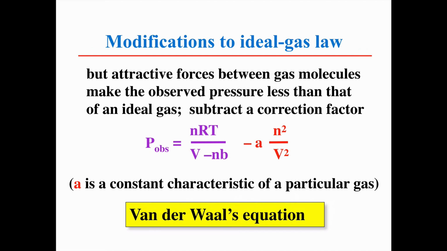All right, so the B term is correcting for the intermolecular attraction. The A term is correcting for the fact that the particles take up space. So big particles would have a big A value, small particles have a small A value, and so on.